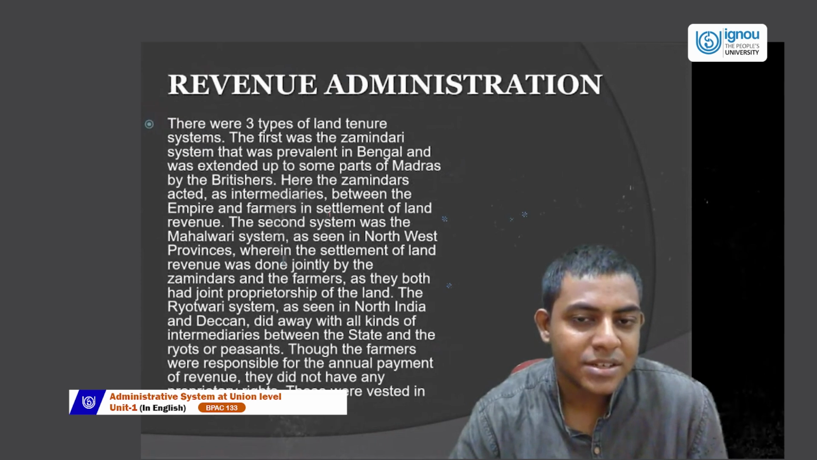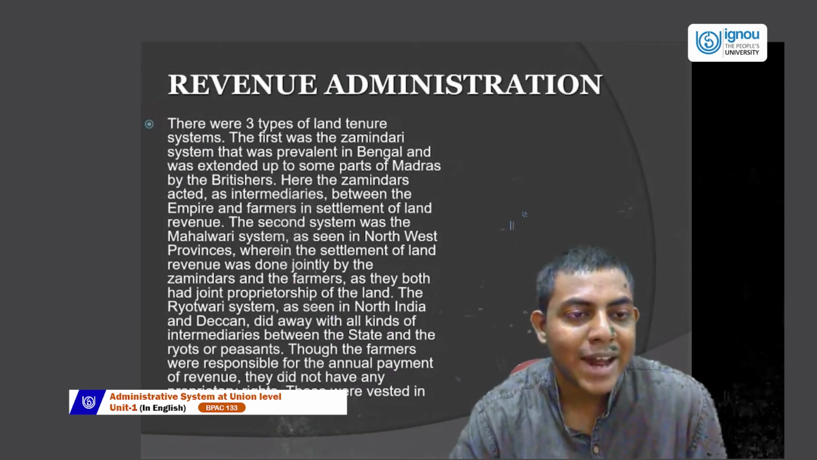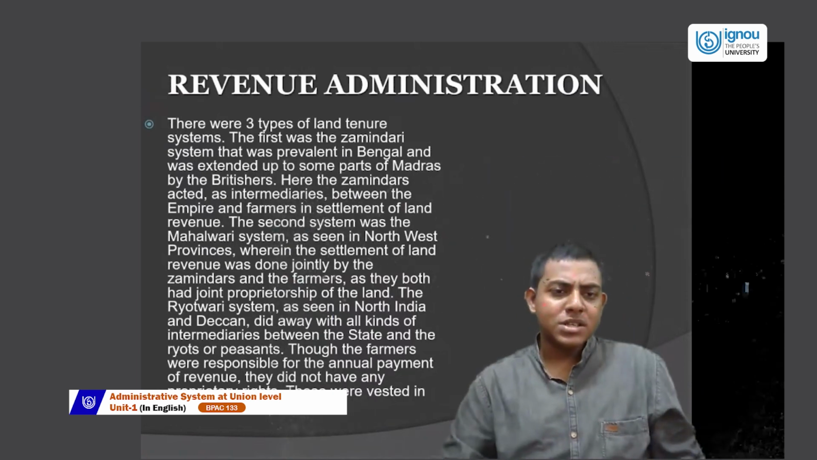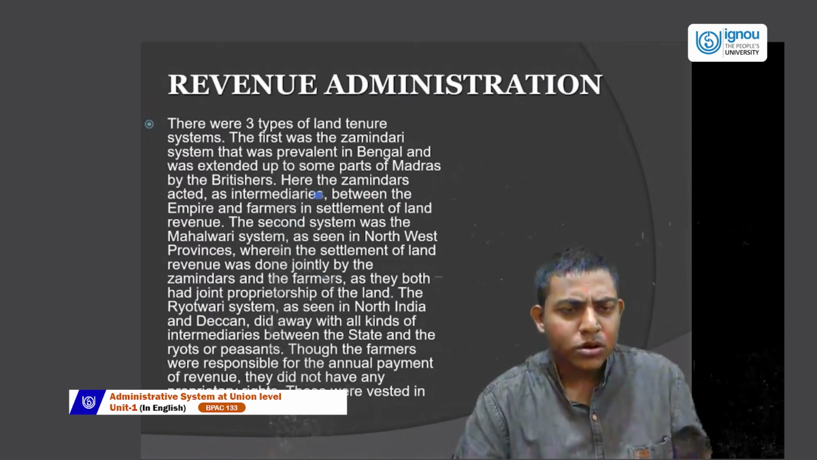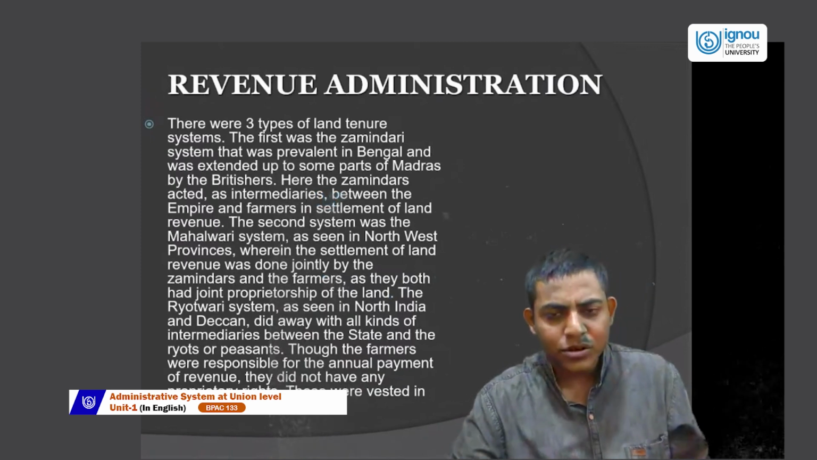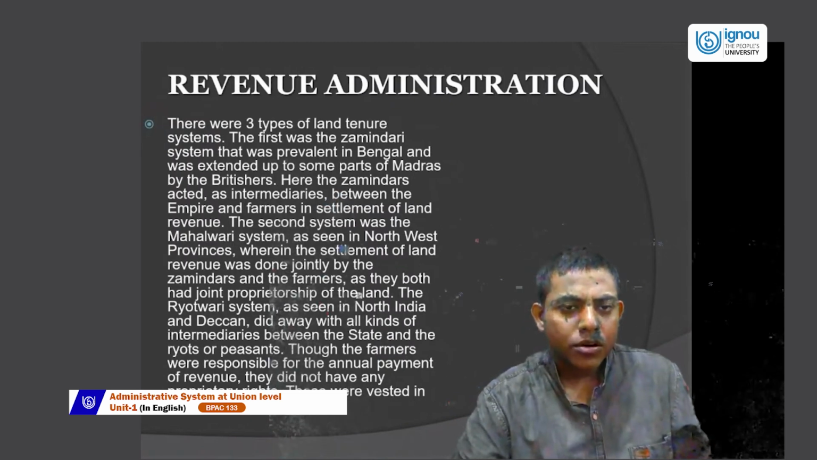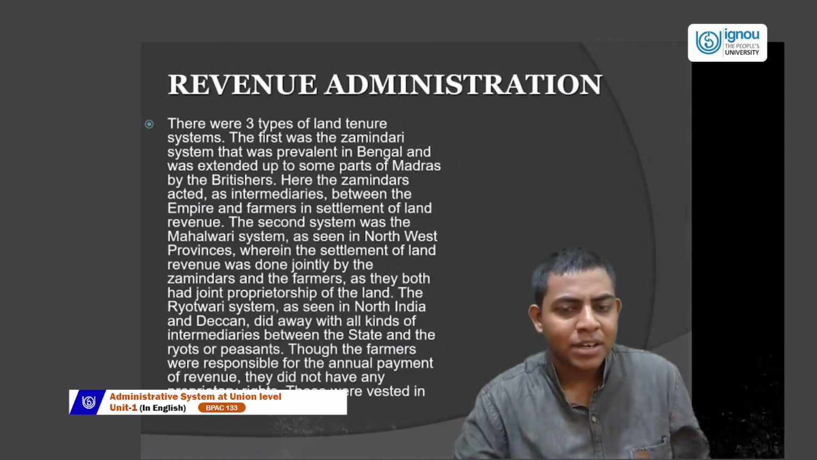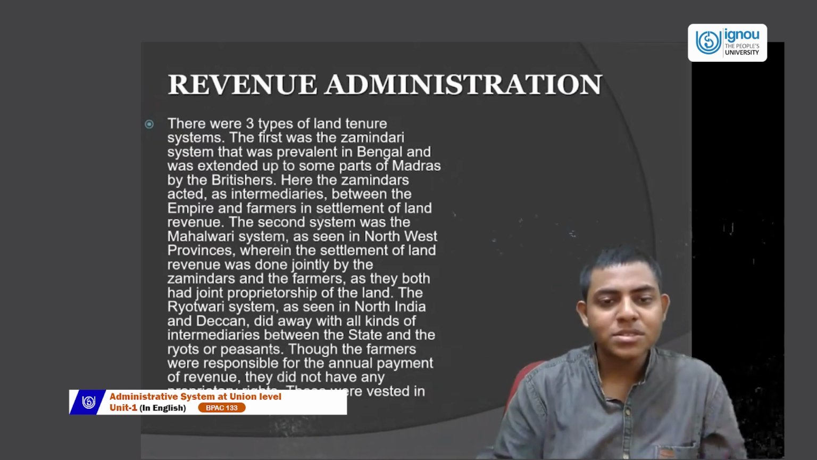Now let us see the revenue administration under the Mughal period. There were three types of land tenure systems under the Mughal period. The first was the zamindari system that was prevalent in Bengal, which had also been extended to some parts of Madras by the Britishers. Madras is today's Tamil Nadu and also parts of Andhra Pradesh.